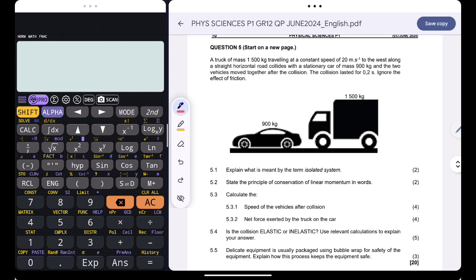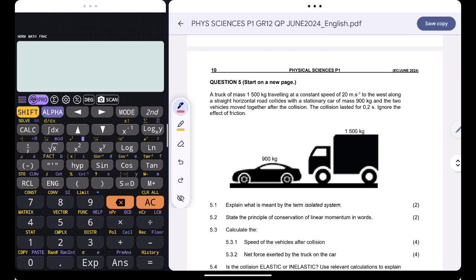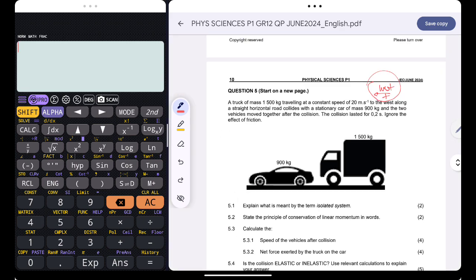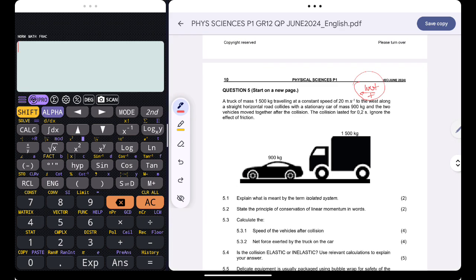The first thing I want us to do is to choose a positive direction whenever we deal with momentum and impulse, right? Since this car is stationary and this is the only moving car, I'm going to take any movement towards the west or the left as positive. Are you together? Any western movement has to be positive.